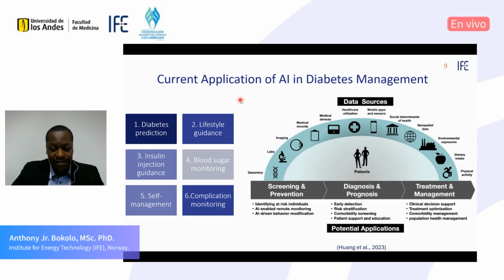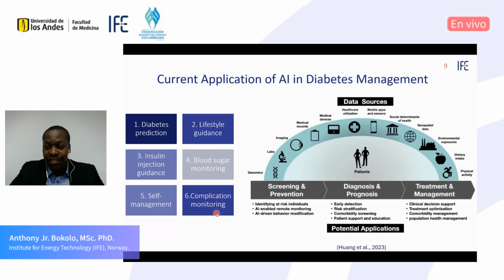So AI is being applied, like I just mentioned, in several areas, and one of the core areas that is emerging now is diabetes prediction, mostly using machine learning. And that part is for lifestyle guidance, to change or to nudge the patients on how they can change their diet to eat more nutritional or more healthy meals. And it also helps for insulin injection, mostly for patients with type 1 diabetes, for blood sugar monitoring, mostly for patients with type 2 diabetes. So for self-management, for patients to manage their own diabetes, and for complication monitoring, to monitor complications if there are any. And this is done mostly by the clinicians or the personal doctor of the patient.